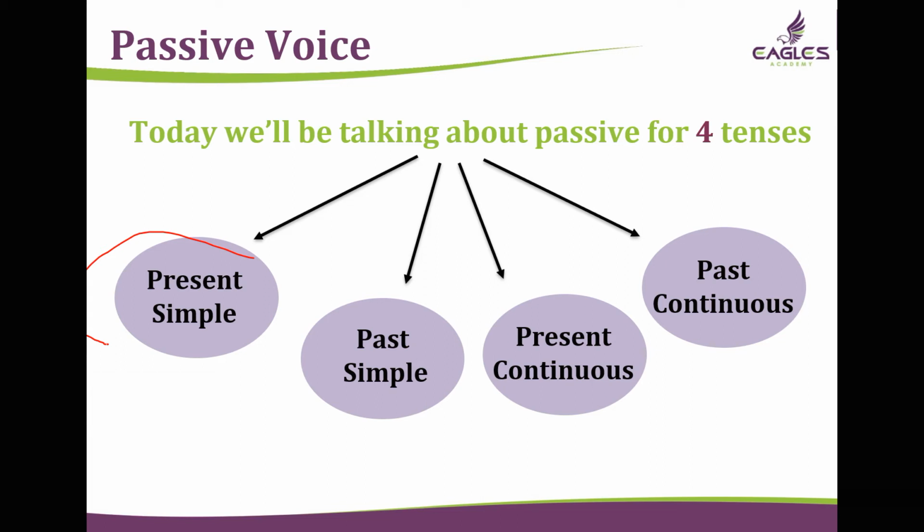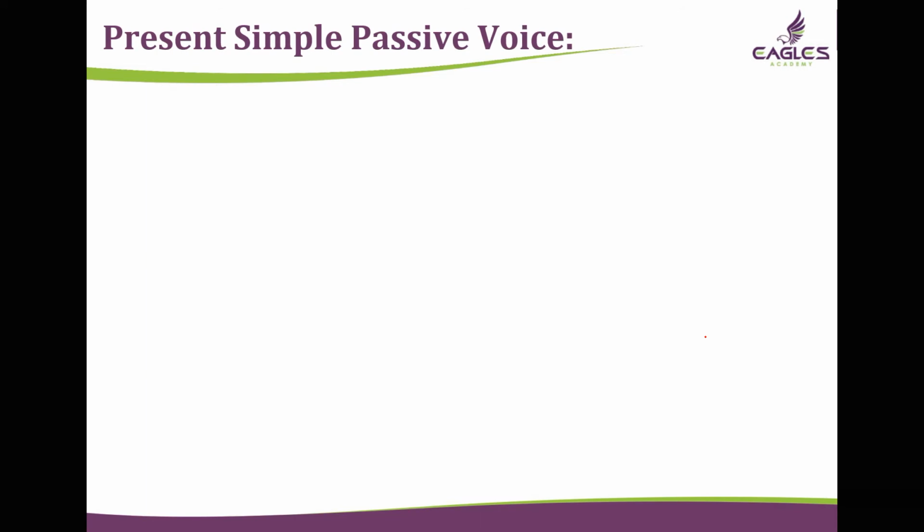We do that like a routine, something that you do every day, always. Or habit. Past simple, something in the past and a specific time. Present continuous, something that is happening right now. I'm writing right now. I'm talking right now. Past continuous, something that is continuous but in the past. Okay, dears? Let's take one of the first ones.